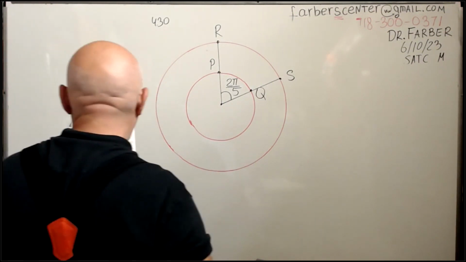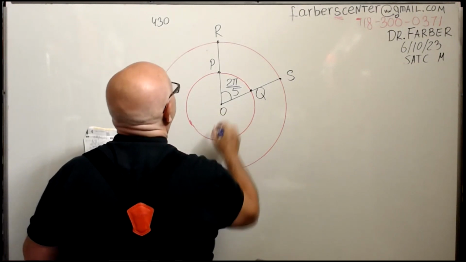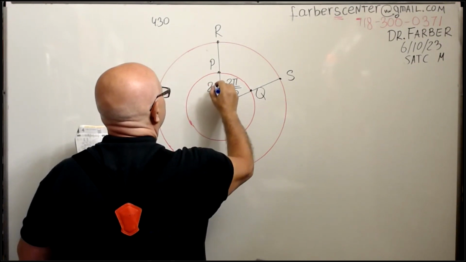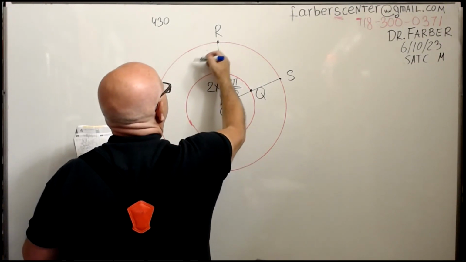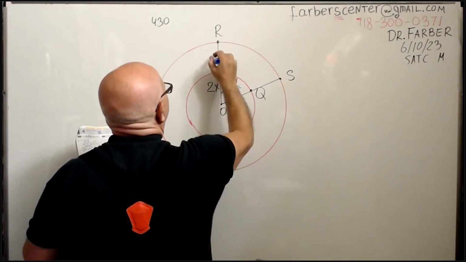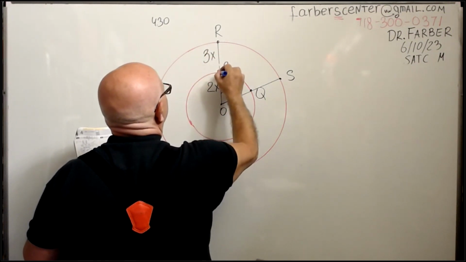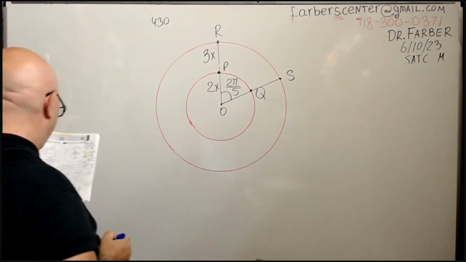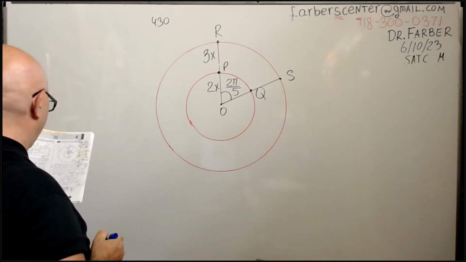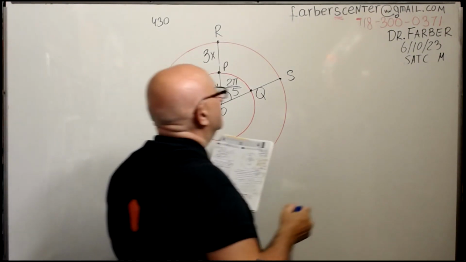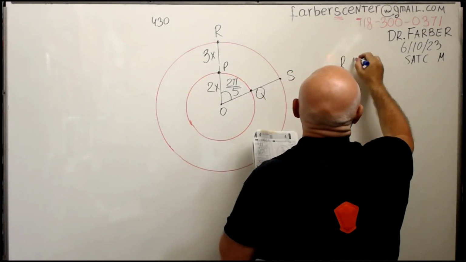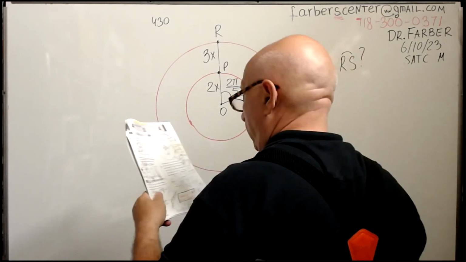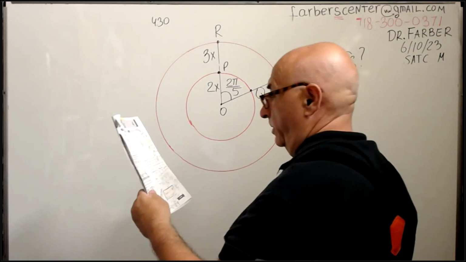OP to PR is 2x's to 3x's. So this is 3x, this is 2x. What is the length of RS? Minor arc RS. Is what? Anything else?